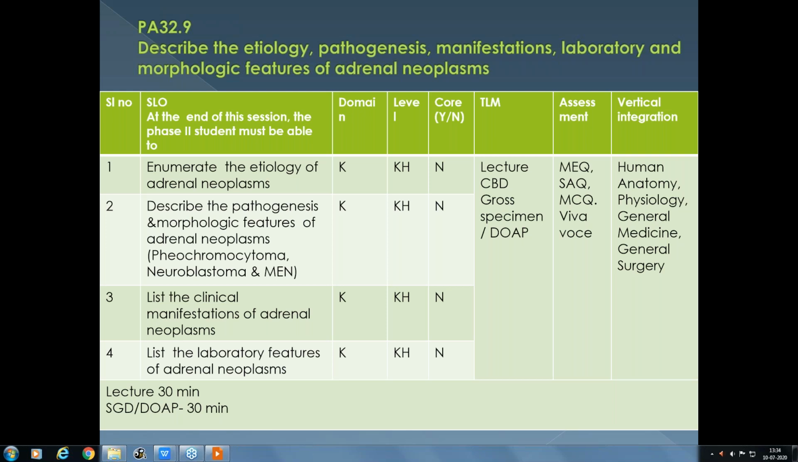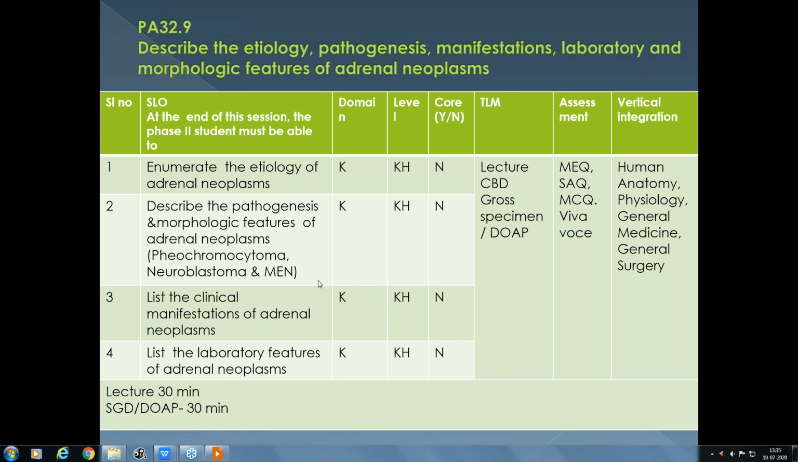We have deliberately kept out adrenal cortical carcinoma, as we felt this was more for a PG level. And so this is a knowledge domain topic, and the teaching learning method would be one lecture followed by a DOAP session centered around a gross specimen, maybe of a pheochromocytoma, for example.